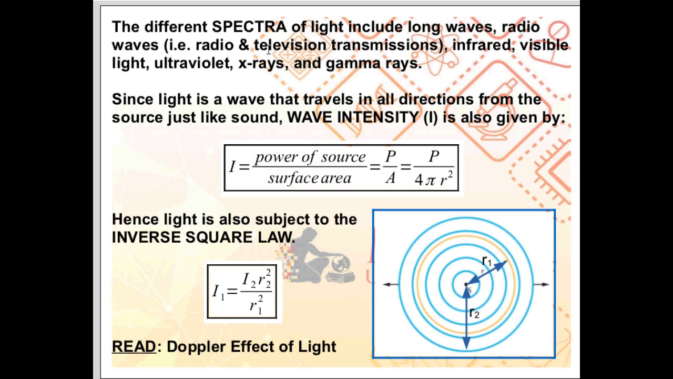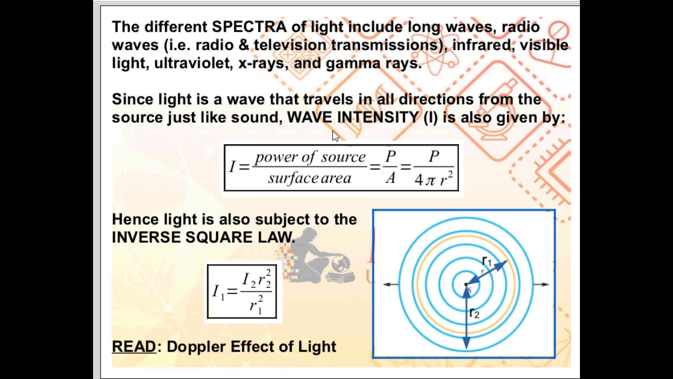The different spectra or types of light include long waves and radio waves, which basically are radio and television transmissions. You have infrared light, visible light, ultraviolet light, X-rays, and gamma rays. So these are all examples of light. Since light is a wave that travels in all directions from the source just like sound, if you turn on the light source, light will travel away from the source in all directions.